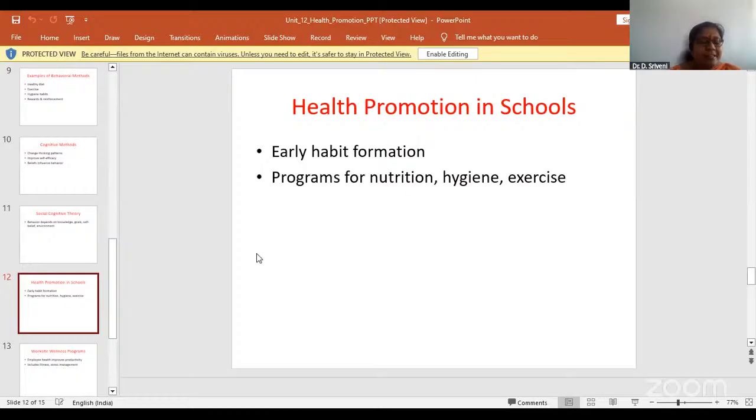There is a strong relationship between education and health. Children who are healthy are more likely to learn effectively, participate actively, and achieve better academic outcomes. Schools provide a unique opportunity to reach a large population of children and adolescents during their formative years, making it easier to instill positive health habits before unhealthy behaviors are developed.